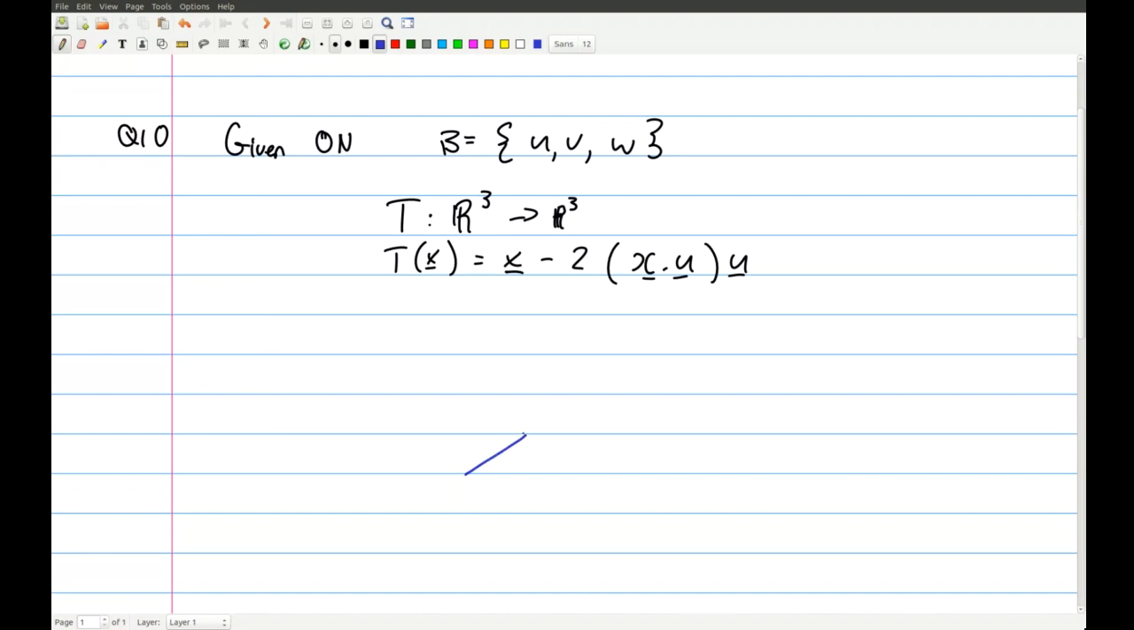V and W go out like this. You know what? I'm just going to draw it like this. It's an orthonormal basis, so it pretty much looks like the standard basis, although that's not necessarily the standard basis. I'm going to label them thus. This is my U axis. Here's my V axis. And here's my W axis.